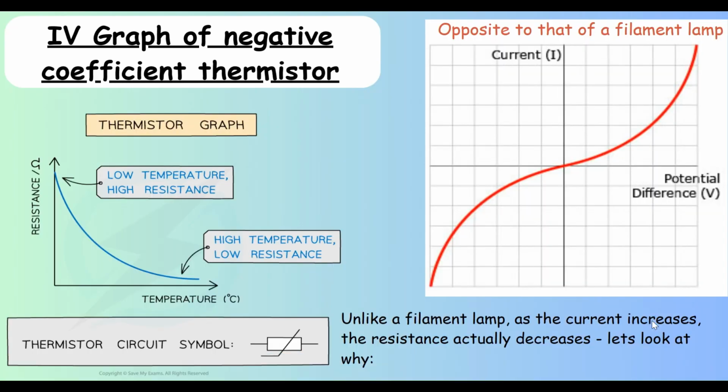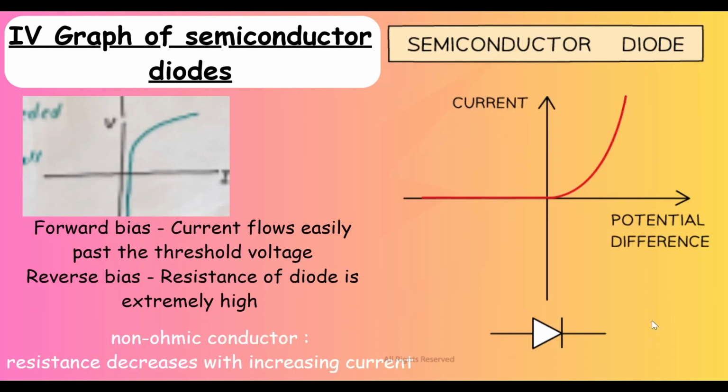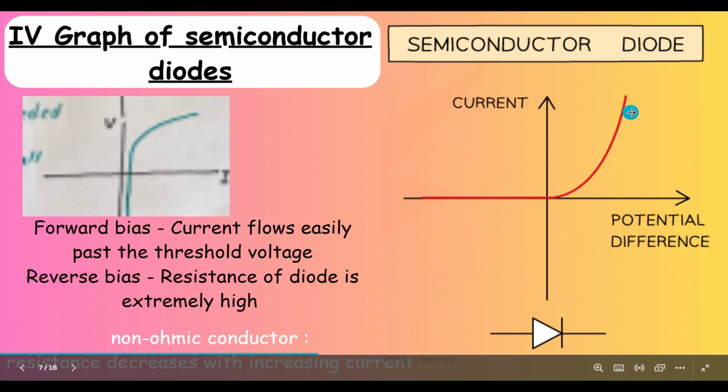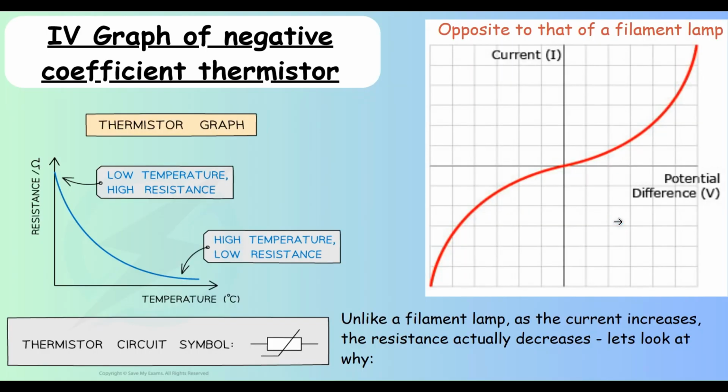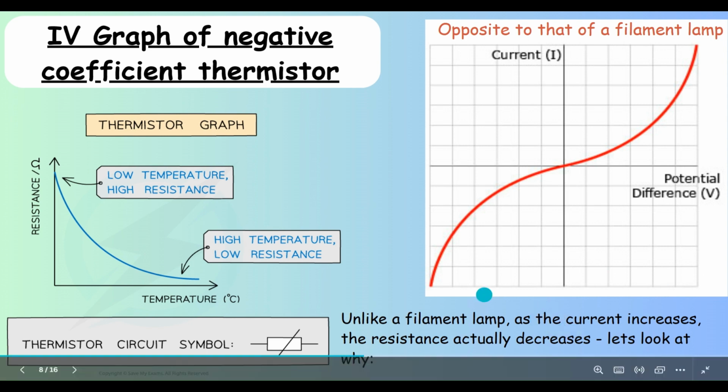This is the current potential difference graph of a negative temperature coefficient thermistor. Those words are just excessive, it's basically just a thermistor, and it's going to be the opposite to that of a filament lamp. Again, because of the same reason as we saw in the diode, the current starts increasing more than the potential difference is increasing, which is the opposite to the resistance effect. And that's because the number of charge carriers increase. So we'll look at that in a second.